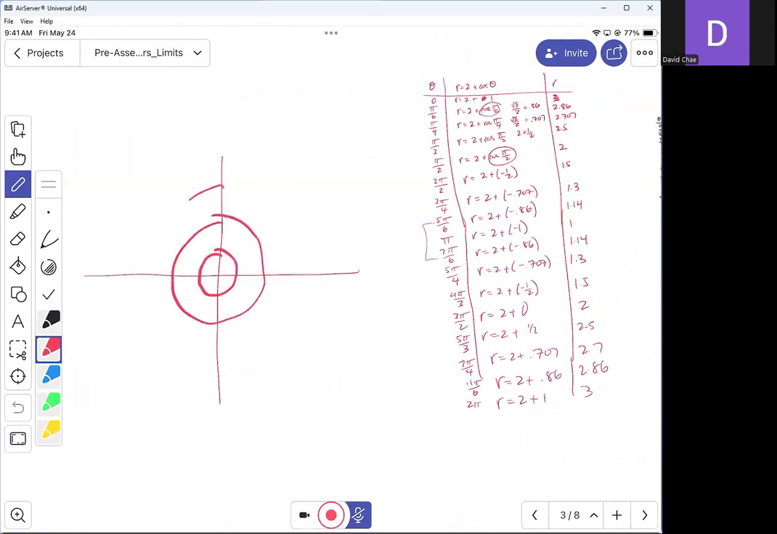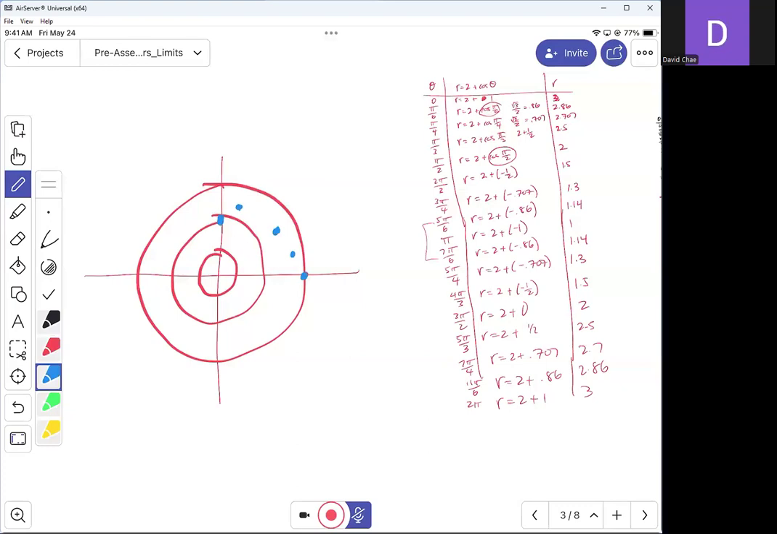All right, so 0, 3, 0 is right here. Let me do it in blue. Pi over 6 and 2.86 is right here. Pi over 4 and 2.7 is right here. 2.5 and pi over 3 is right here. And then 2 and pi over 2 would be right here.